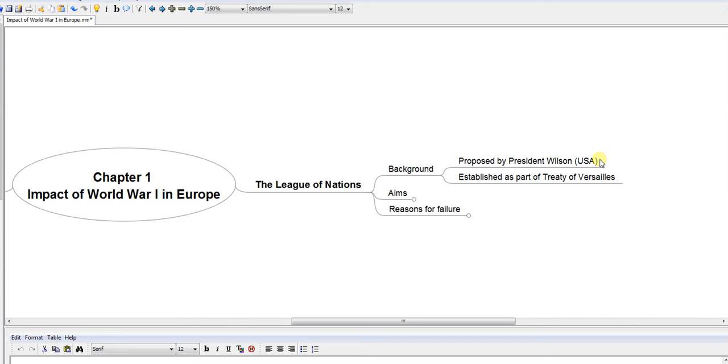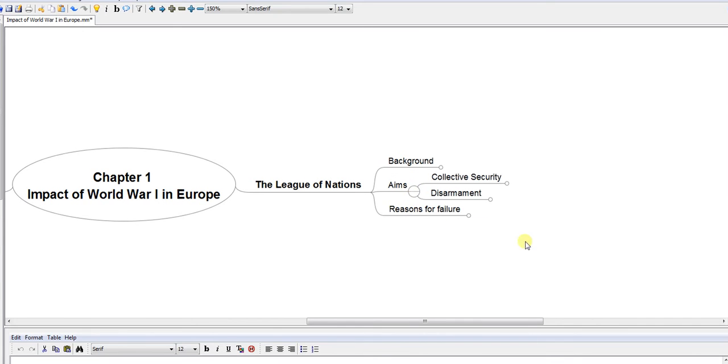But of course, his fellow American citizens were not as keen on the idea. They didn't want to get the USA involved in matters of Europe, and therefore, although he proposed this idea, the USA itself was not going to be a member of the League of Nations. The main members would be countries like Italy, Japan, Britain, France.